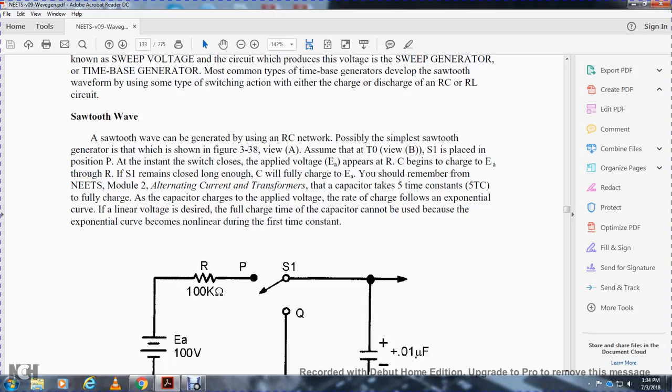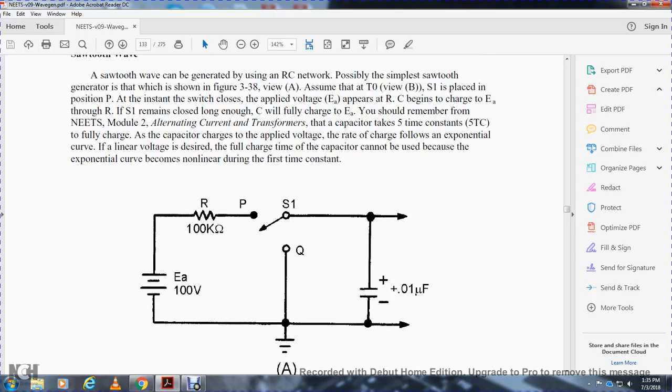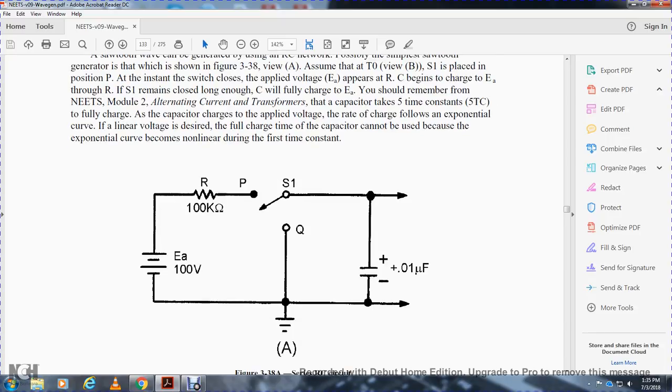The full charge of the capacitor cannot be used because the exponential curve becomes non-linear during the first time constant. So you have your voltage: the applied voltage is 100 volts, the resistor is 100 kilohms, and the capacitor is 0.01 microfarads. Q goes to ground, and P connects the circuit in switch 1.